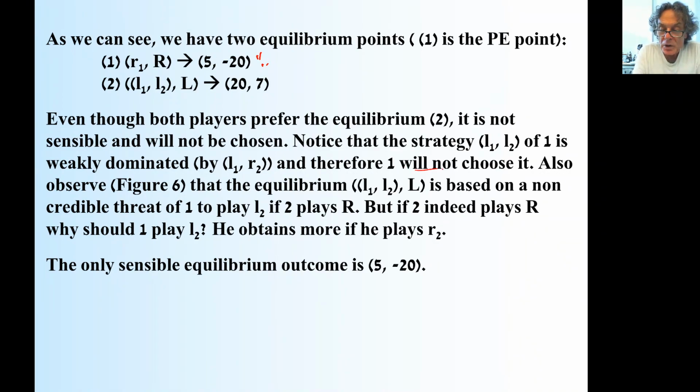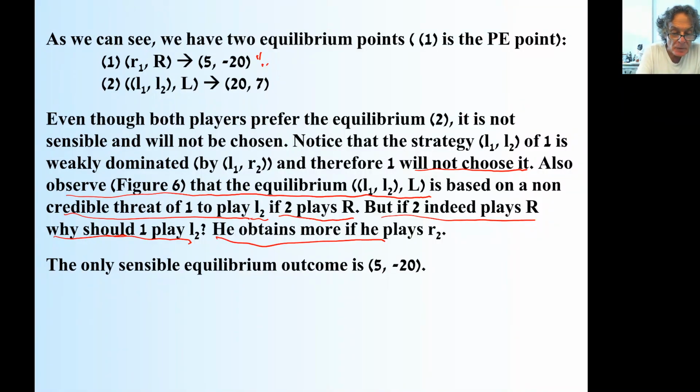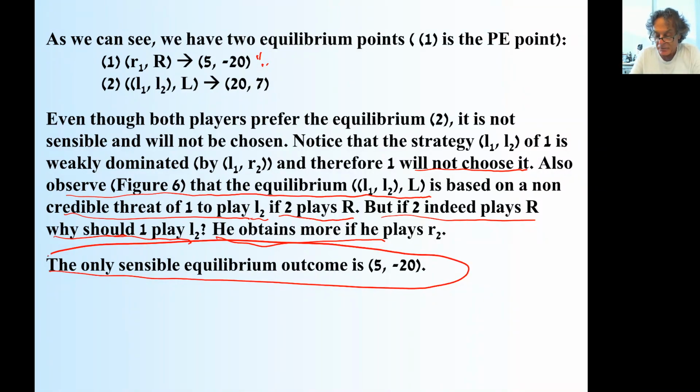And therefore one will not choose it. Also observe in figure 6 that the equilibrium L1, L2, LL is based on a non-credible threat of 1 to play left 2 if 2 plays R. But if 2 indeed plays R, why should 1 play L2? He obtains more if he plays R2. He will get 4 and not 3. The only sensible equilibrium outcome is 5 and -20.